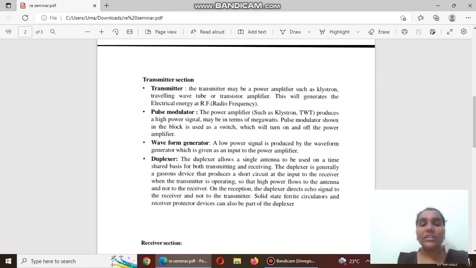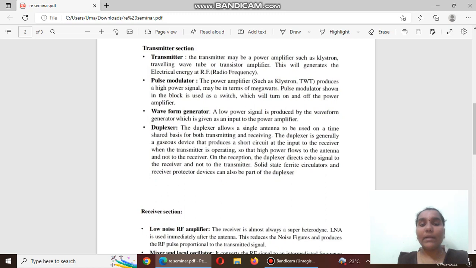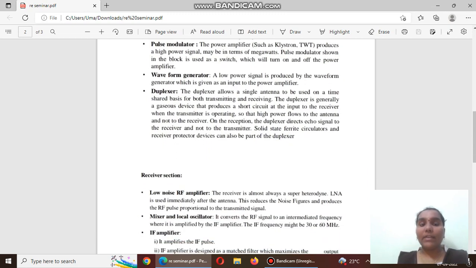So coming to the transmitter section, here the transmitter acts as a power amplifier. We can take it as a klystron or any transmitter amplifier. This generates electrical energy at radio frequency level. Coming to the pulse modulator, the power amplifier such as a klystron produces a high power signal, which is in terms of megawatts. So the pulse modulator shown in the block works as a switch which we can turn on and turn off for the power amplifier.